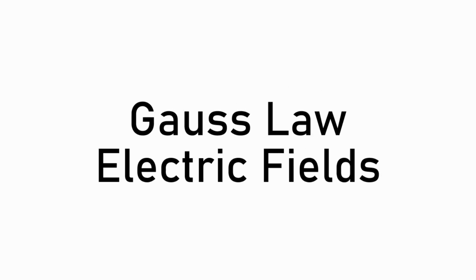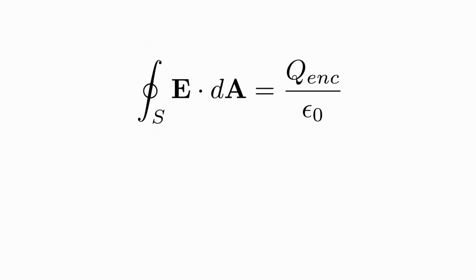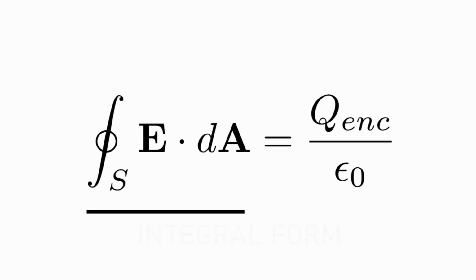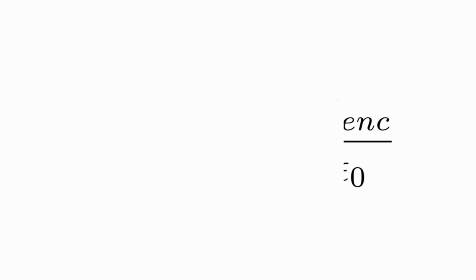Gauss's law of electric fields states that the total electric flux through a closed surface is directly proportional to the total charge enclosed within that surface. Taking a look at Gauss's law in integral form, we first have an electric field E. This is a vector field that points away from positive charges and towards negative charges.